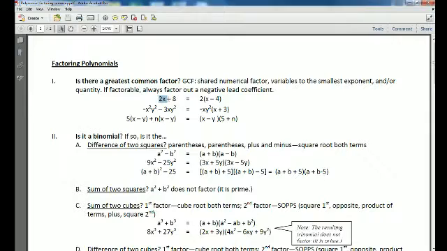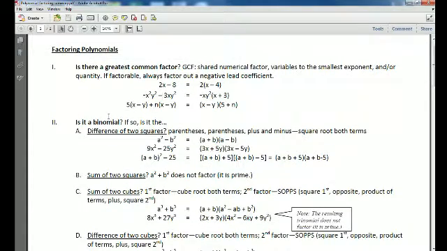Okay, so if you look at 2x minus 8, you can factor a 2 out, correct? That makes things a lot easier. So try that every time, first time through. Okay? Now, the rest of this sheet is broken up into how many terms does the polynomial have? So a binomial has how many terms?